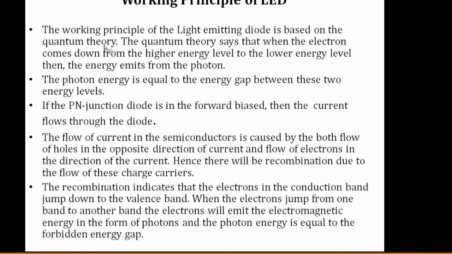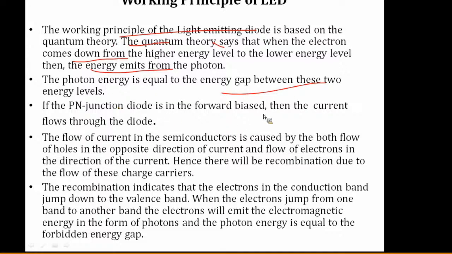The same thing I kept here. The working principle of LED is based on the quantum theory. What does the quantum theory say? The quantum theory says that when an electron comes down from a higher energy level to a lower energy level, then the energy is emitted in the form of a photon. This is the basic quantum theory. I think people are aware of this basic quantum theory. Now, the photon energy is equal to the energy gap between the two energy levels.